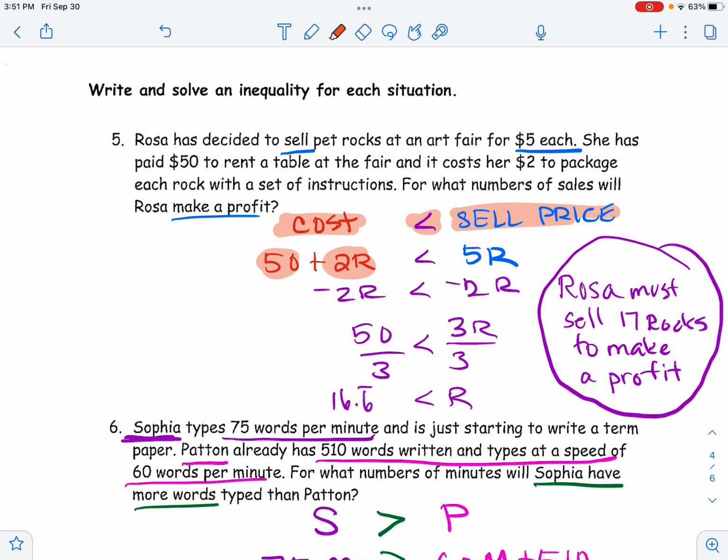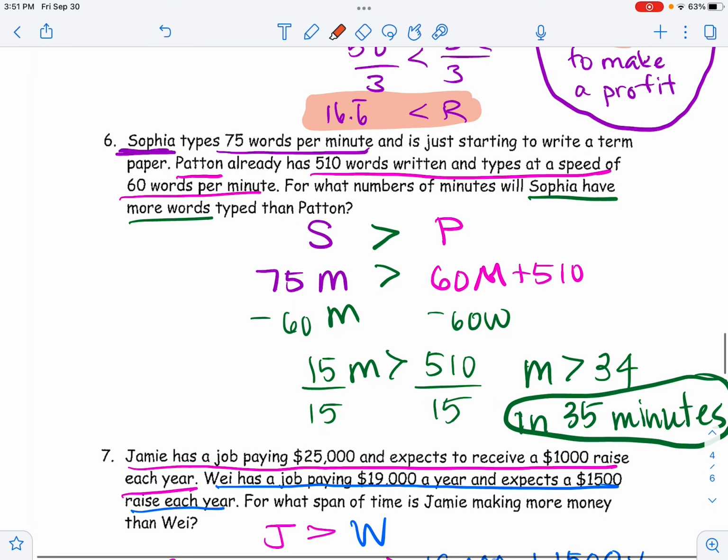And we want to make sure that what we're making off of this, the sale price, is going to be more than that, and we're selling it for $5 a piece. So now we just solve, and we get, in order to make a profit, she will have to have sold 16.6 rocks, but you can't sell a partial rock in this case. So she needs to sell at least 17 rocks to make a profit.